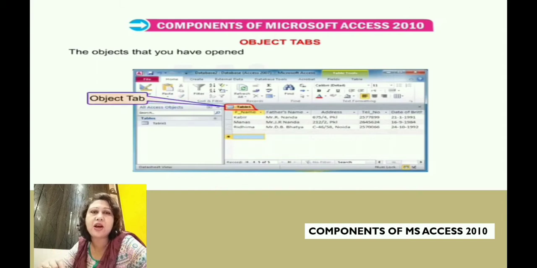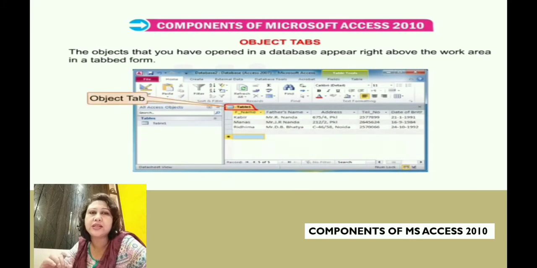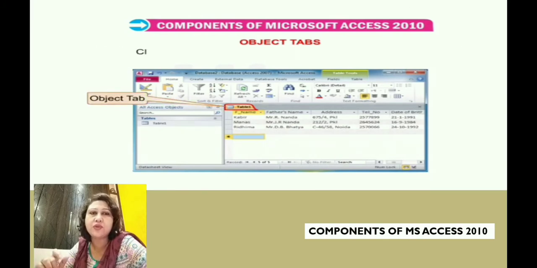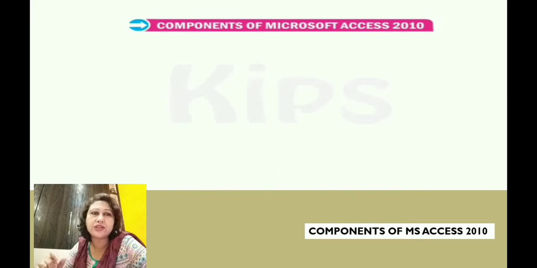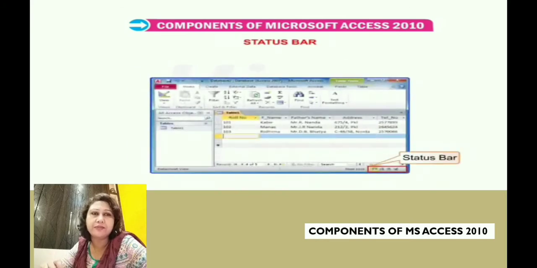Next we have the object tab. The objects that we have opened in a database will appear right above the work area. As you can see, it is written as Table 1. That means we are working on Table 1. Clicking on any tab will display its contents in the work area. In order to close the current tab, we have to click on the cross button in the right hand corner, as you can see on the right hand side.